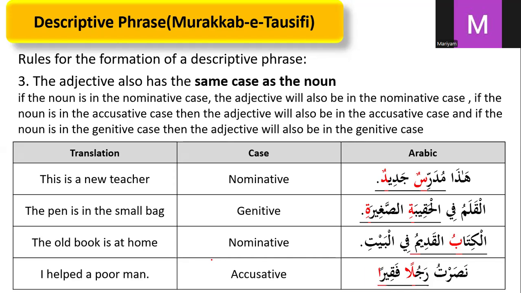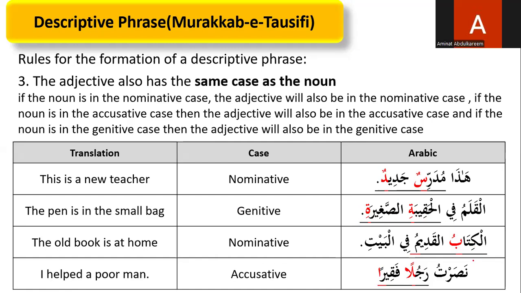Next, al-qalamu fil haqibatis saghirati. So here, al-haqibatis saghirati. Now you can see that it begins with al, but it ends with kasra. So first observe the noun structure. The noun begins with al and ends with kasra. The same way you can see the adjective as well. It begins with al and ends with kasra.